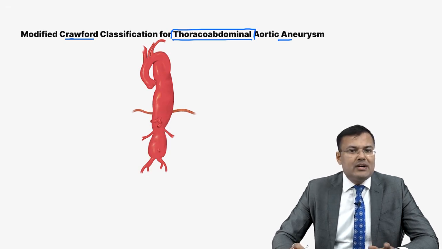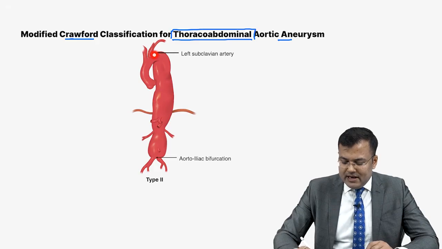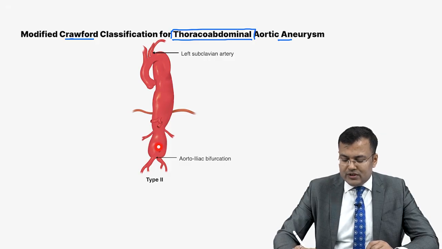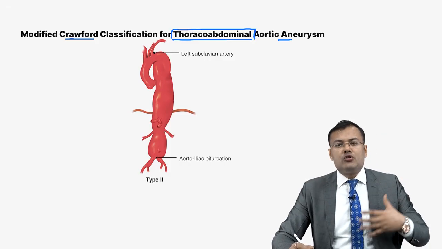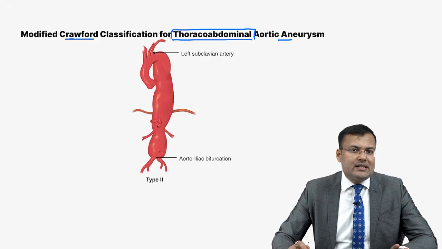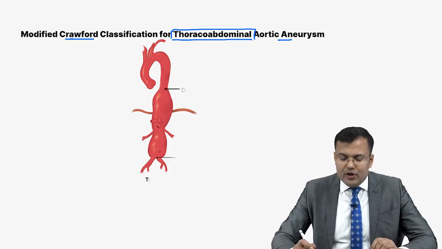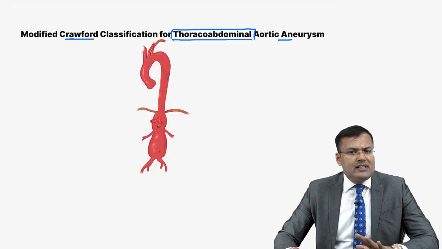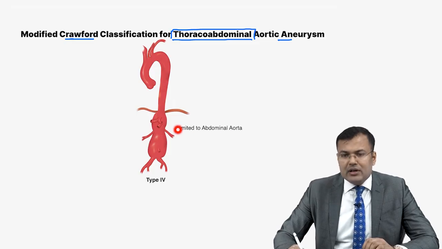In type 2, the extent you can see is from left subclavian artery till aortoiliac bifurcation. And here you can notice that this is most extensive. Almost the whole thoracoabdominal aorta is involved. So this is most extensive, type 2. In type 3, it is from distal thoracic aorta till aortoiliac bifurcation. Type 4, you can notice that it is limited to abdominal aorta.